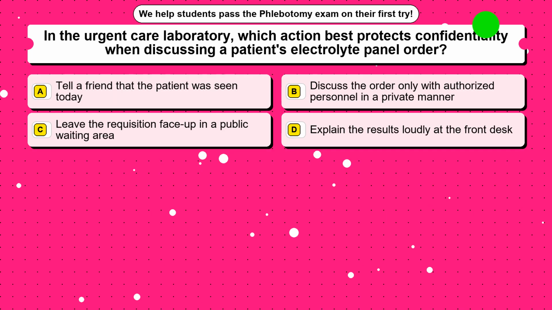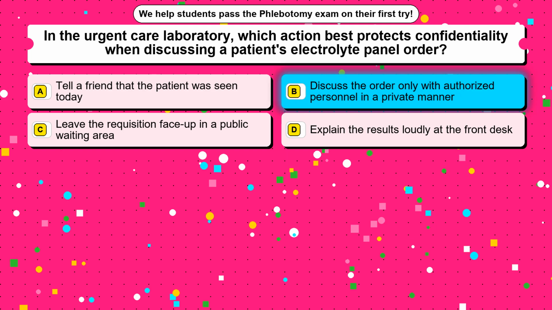Question 6. In the urgent care laboratory, which action best protects confidentiality when discussing a patient's electrolyte panel order? Option A. Tell a friend that the patient was seen today. Option B. Discuss the order only with authorized personnel in a private manner. Option C. Leave the requisition face up in a public waiting area. Option D. Explain the results loudly at the front desk.